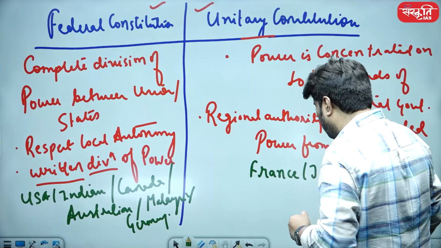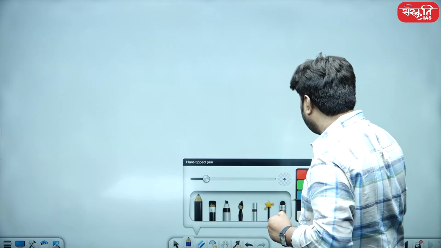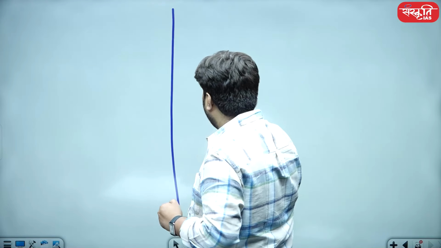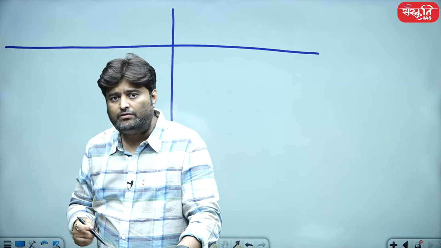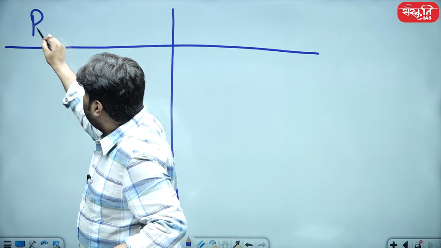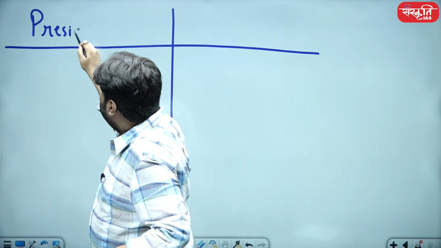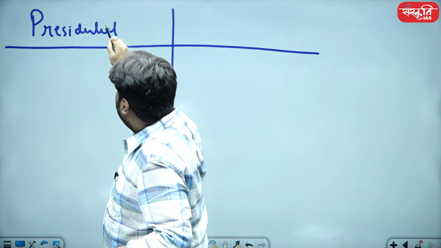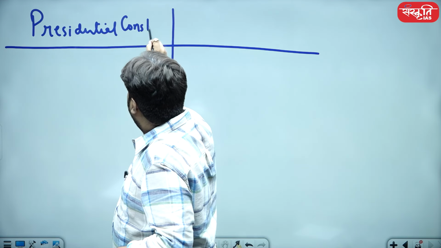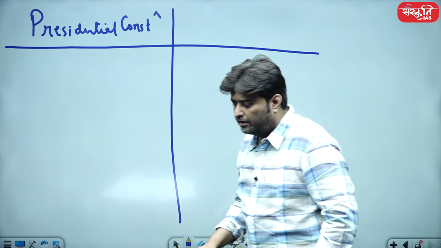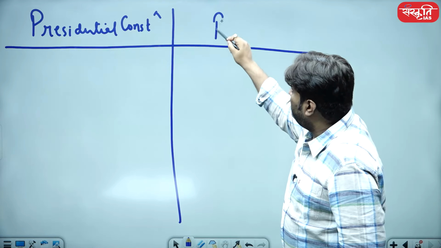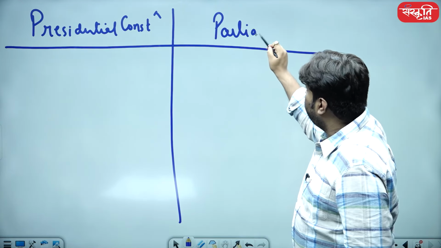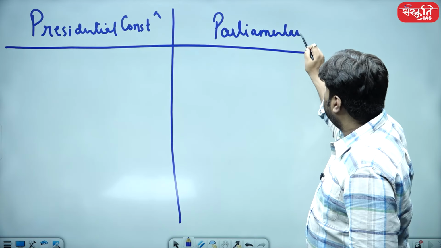One more classification, student, that we can read in terms of the classification of constitution itself, is the presidential constitution, presidential system of government. I'm writing in short form. I hope it will make sense to you. More of presidential system of constitution and more of parliamentary system of constitution.